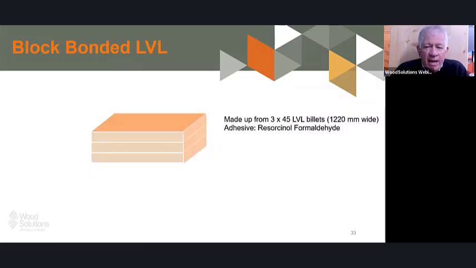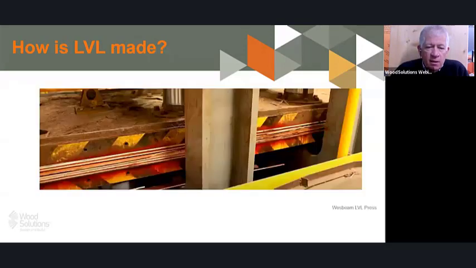In this case, it was made up of 3 billets of LVL. They are 1,220 millimetres wide, which is the width of the billets, and they were block bonded at 45 millimetres thick, and 3 of the billets were block bonded to form the beam. This is just an LVL press and how it's made. This is Wesbeam's press in Western Australia.